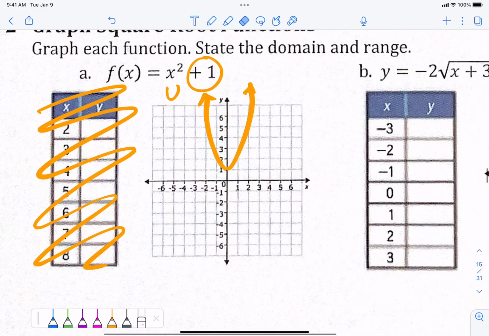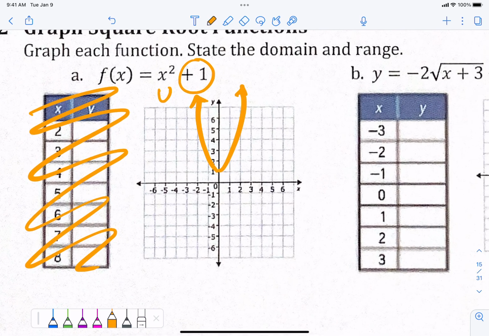Okay, they want one more thing. What else do they want? Graph each function, state the domain and the range, okay? The domain is x's, left and right. Will he go to the left forever, right to right forever? Yes, so what do we put? The R, all real numbers, or you can put infinity or whatever, okay? Domain is all reals. Range is up and down, or the y coordinates. Will he go up forever? Yes. Will he go down forever? No, he's only y's that are greater than or equal to 1. Okay, good?